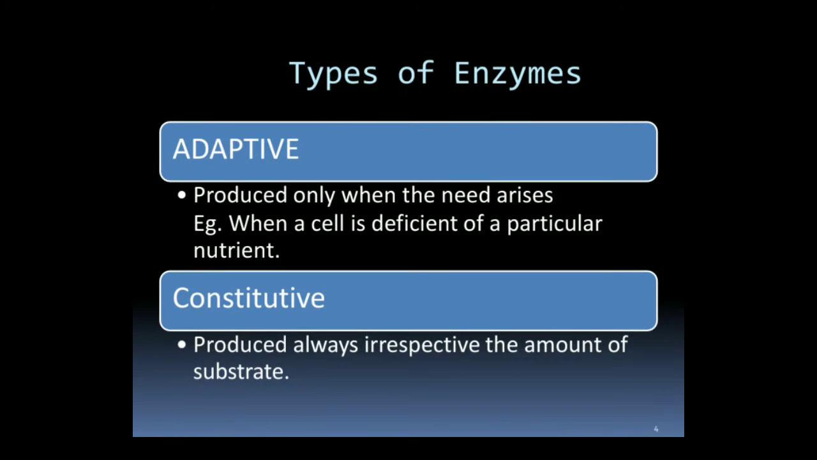There are two types of enzymes. One is adaptive, another one is constitutive. The adaptives are produced only when the need arises. For example, when a cell is deficient of a particular nutrient, then an adaptive enzyme is produced. Constitutive enzymes are always produced and are not dependent upon the amount of substrate, unlike the adaptive.